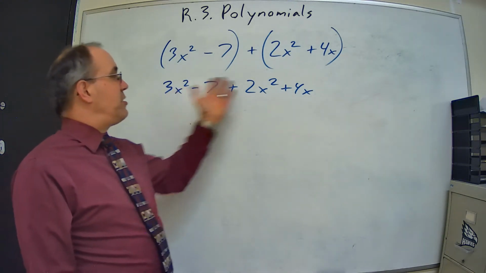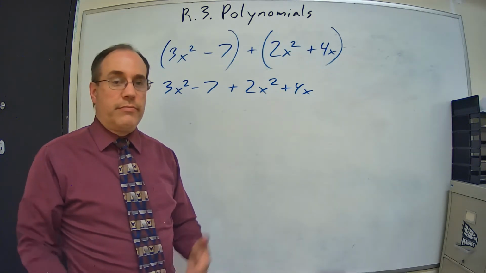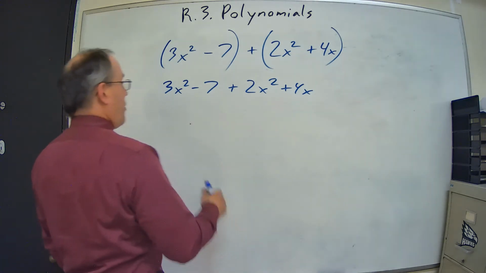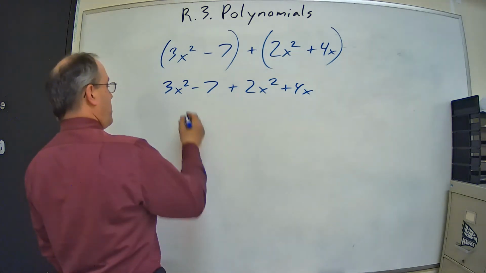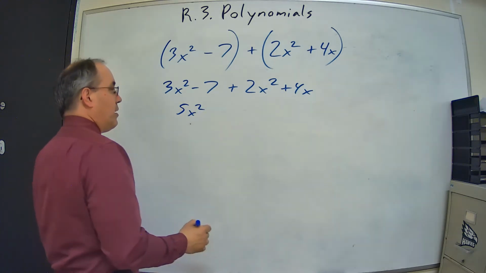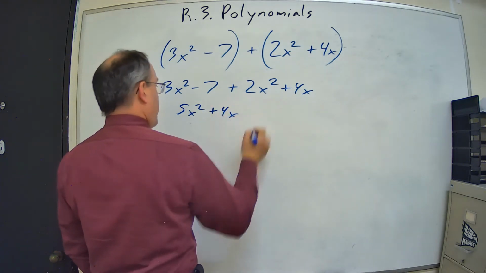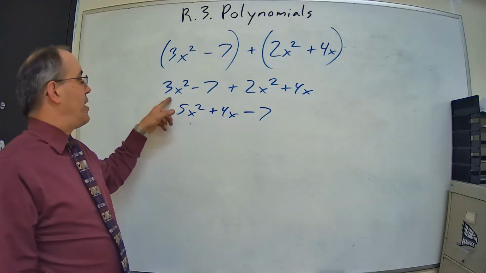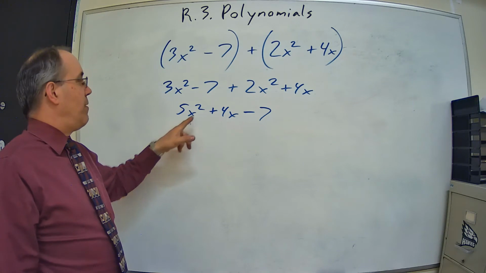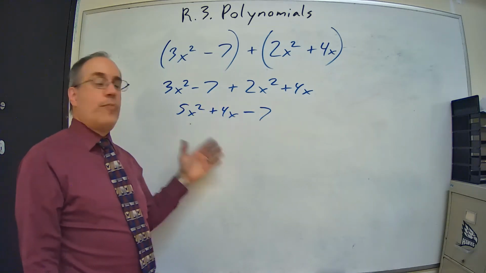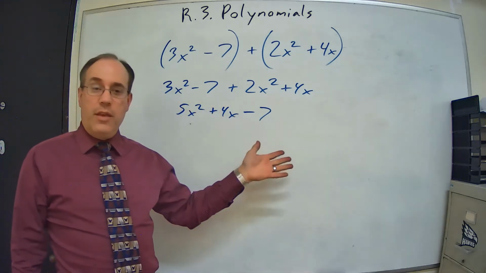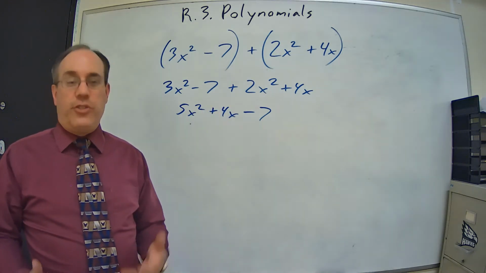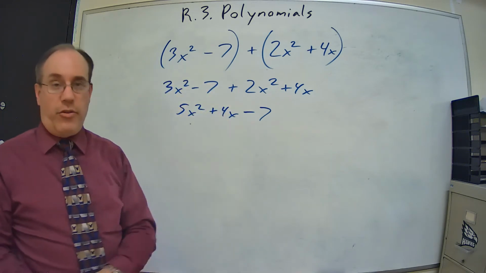And you'll notice that this is really just combining like terms. So I say, okay, I've got 3x squared plus 2x squared gives me 5x squared. I have plus 4x minus 7. Well, why did I do it in that order? Why didn't I just go 3x squared plus 2x squared gives me 5x squared minus 7 plus 4x? Remember, we like to go in descending order. But basically, if you're adding polynomials, you're really just combining like terms.